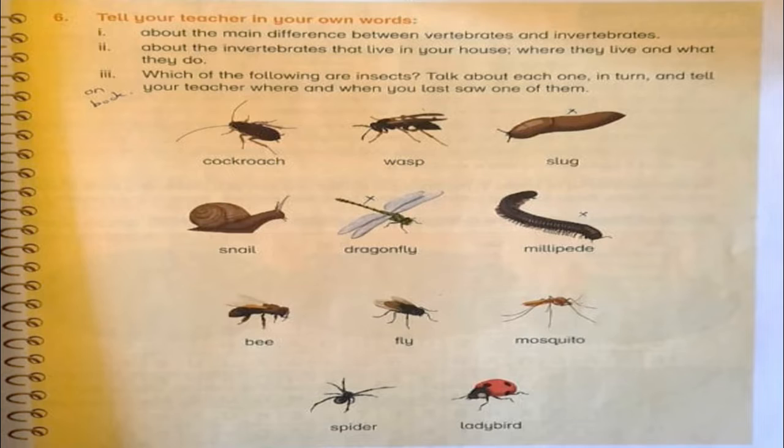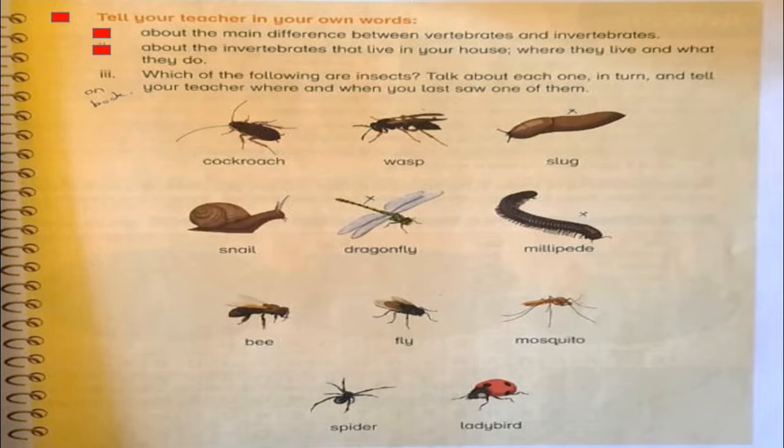So what you are going to do, you are going to discuss this question with your parents and in your rough notebooks you are going to do this. First is about the main difference between vertebrates and invertebrates. After reading and discussion, you are able to answer this question. So do it in your rough notebooks.